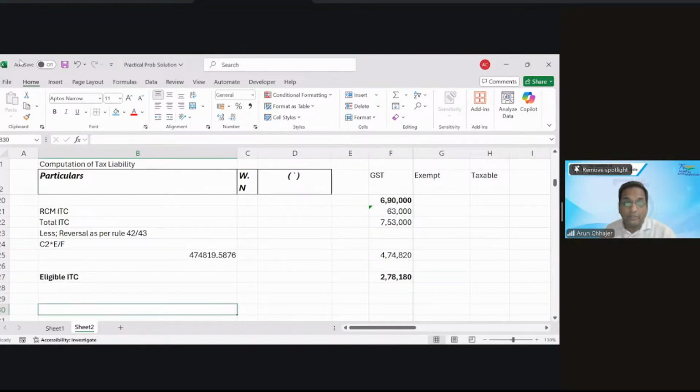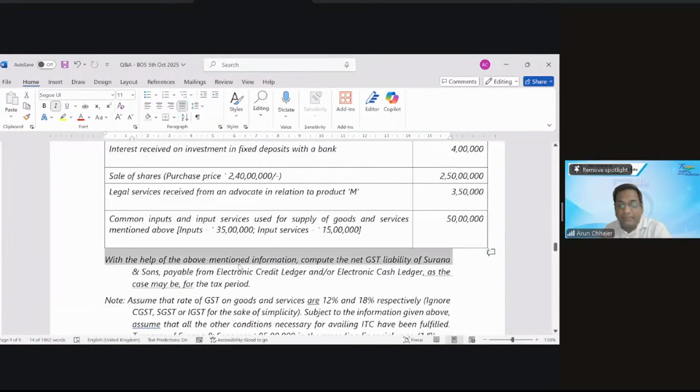What was the requirement of the question? Let me see the question once again. With the help of the above mentioned liability, compute the net GST liability. We have calculated the GST liability payable from cash ledger or credit ledger. Yes, we need to calculate the cash ledger and credit ledger.